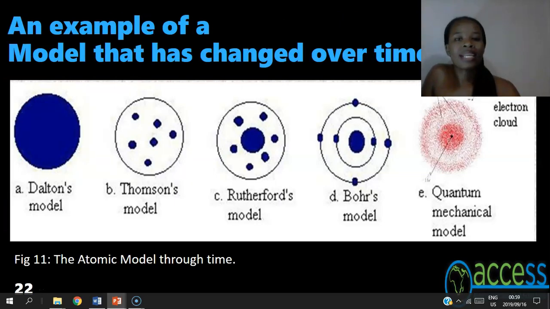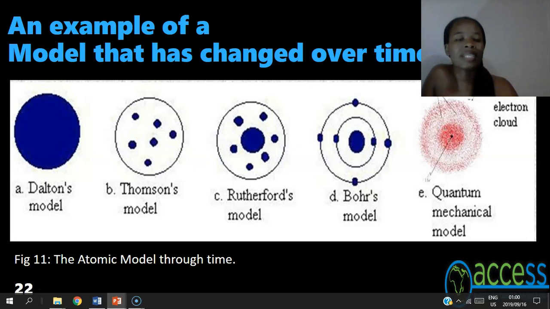An example of a model that has changed over time is the atom. The first scientist who came up with a model was Dalton. He said all matter consists of tiny little things, and he named them atoms. But little did he know about electrons and the nucleus. Then later on in 1896, Thomson said, you know what, Dalton, you were right, but there's something missing. An atom consists of negatively charged electrons that float in a positively charged soup. Thus, his model of an atom was called the plum pudding.